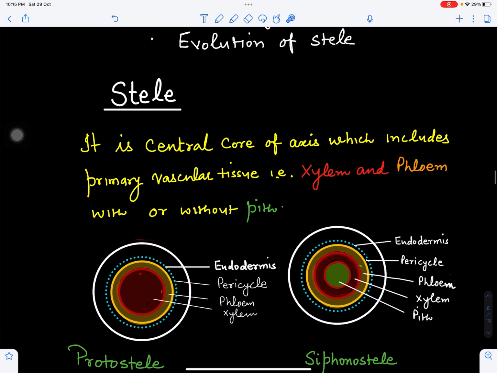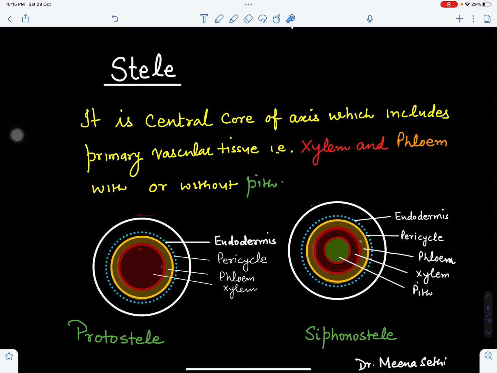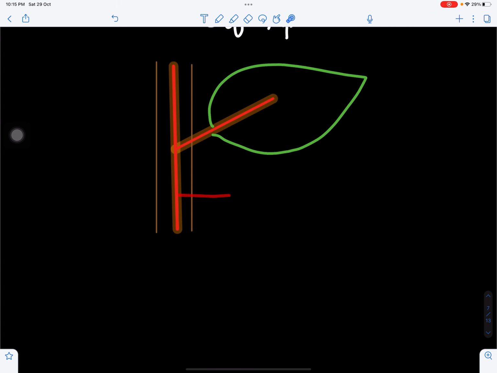Now, first, we must know what is stele. Stele is the central core of axis, which includes primary vascular tissue, that is xylem and phloem, with or without pith. Now, if we see, this is the vascular tissue. Red one is xylem and yellow one is phloem. Now, this supply is going to leaf and other parts of the plant. And if we cut a transverse section, this will come rounded in outline. And we can explain different orientation of xylem and phloem.